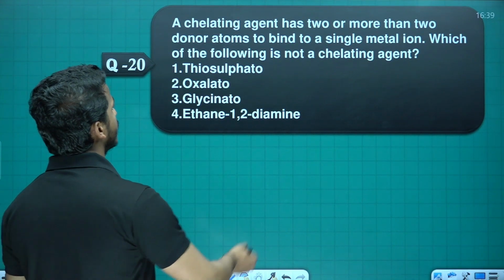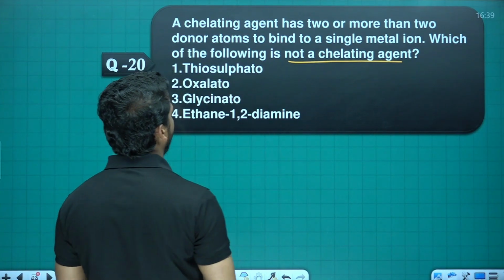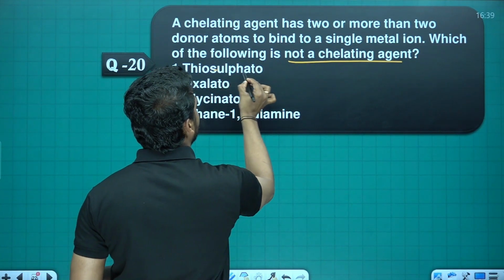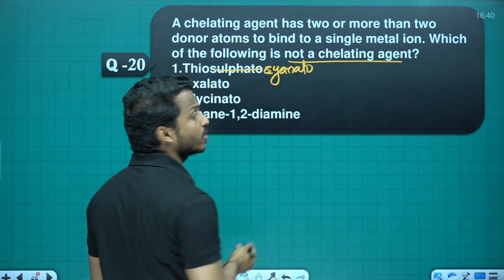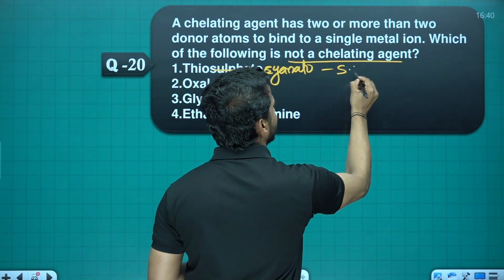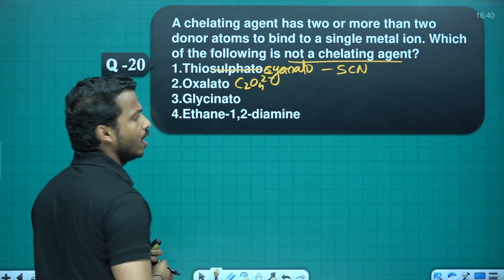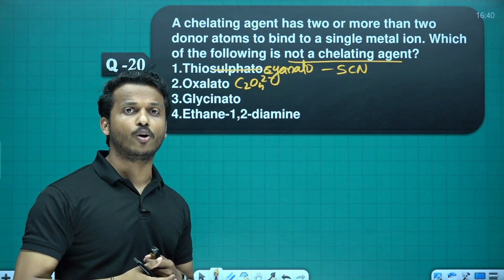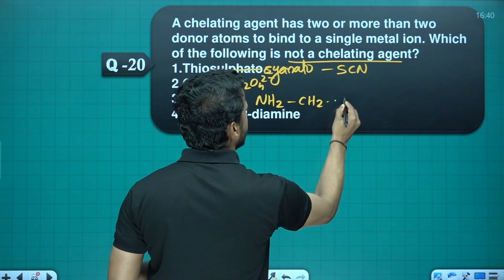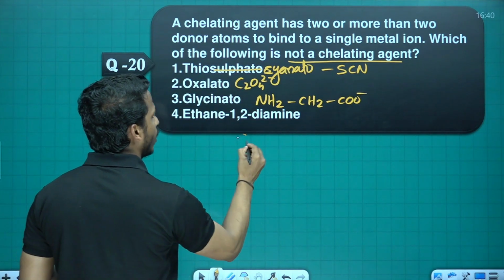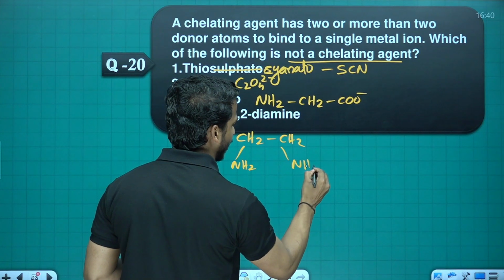Which of the following is not a chelating agent? You know, thiosulfato. Thiosulfato, let me write it as, mostly they give you thiocyanato. What is thiocyanato? SCN. Then what is oxalato? C2O4 2 minus. What is glycinato? You will study in the biomolecule chapter glycine, where glycinato is NH2CH2COO minus. And ethane 1,2-diamine, that is our EN, right? Ethane 1,2-diamine is our EN ligand.